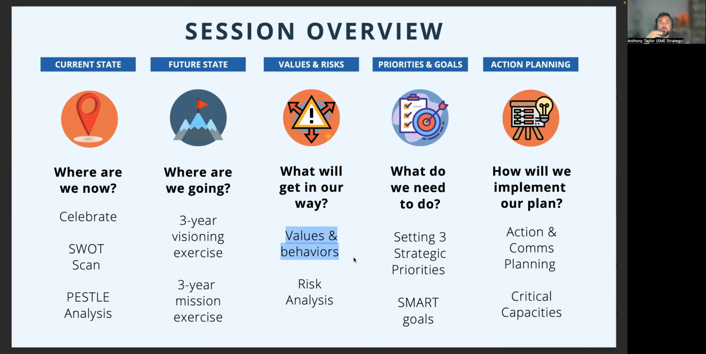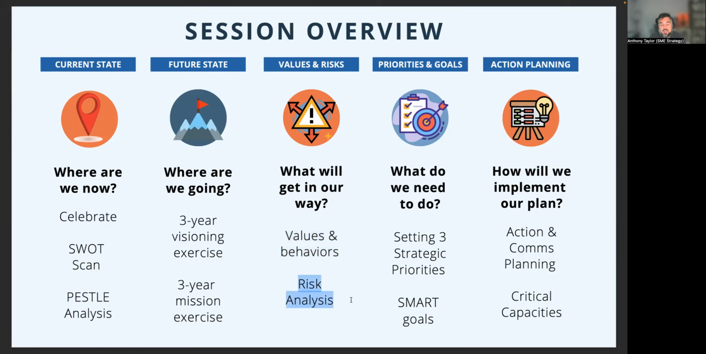You might have a value statement or culture statement in your organization already. If it's not serving you to get to your vision, if people aren't acting the way that you want or expect them to, then it's probably time to review your values and behaviors to make sure that they're relevant for who you are now, not who you were 3, 4, 10 years ago.